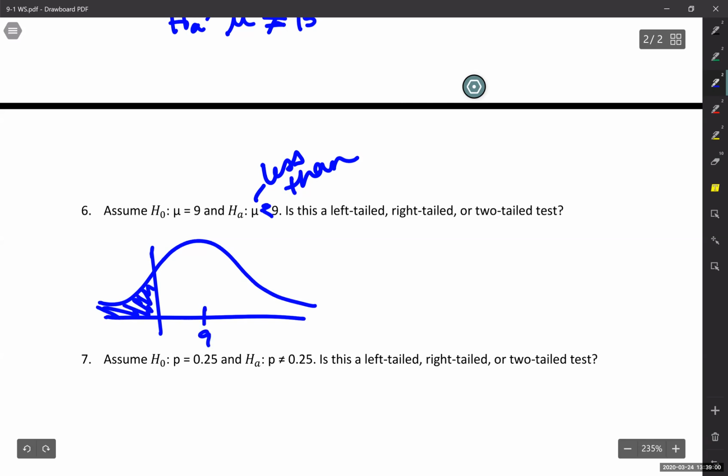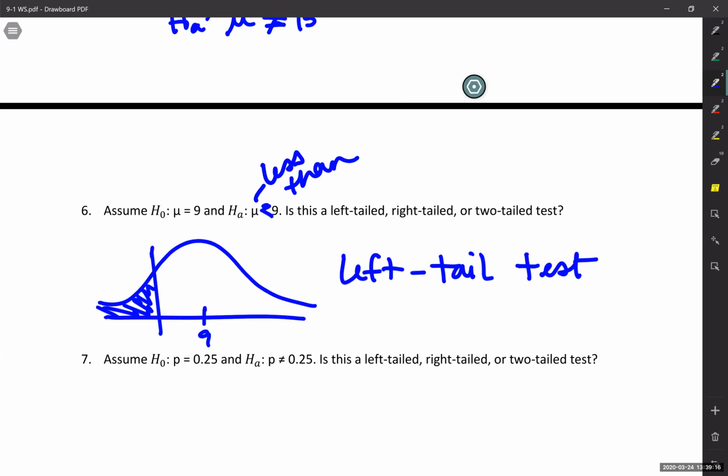Mu is 9. And so the question is, is this a left or right tail test? This is a left tail test because it's less than. The tail part, the part that's shaded in, is on the left-hand side. This is a huge deal in the next section when we're going to start going to tables. You need to know if it's left, right, or two-tailed.